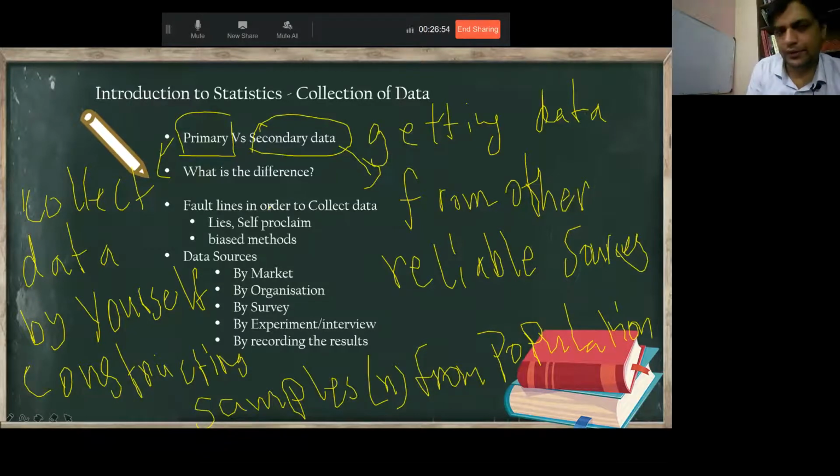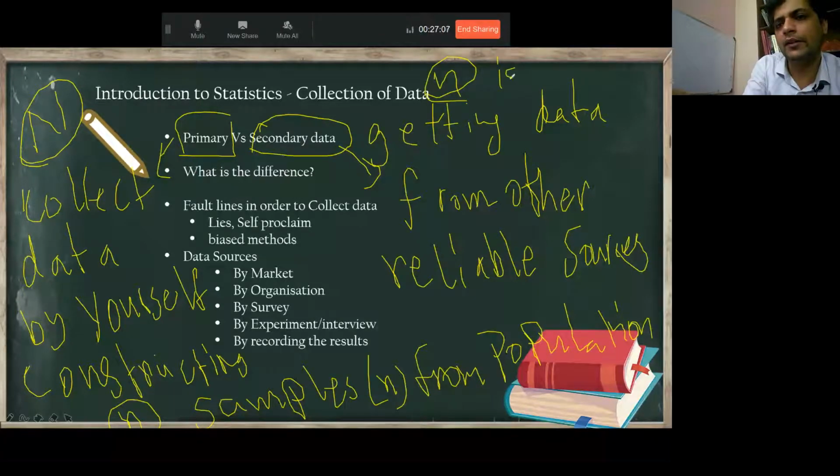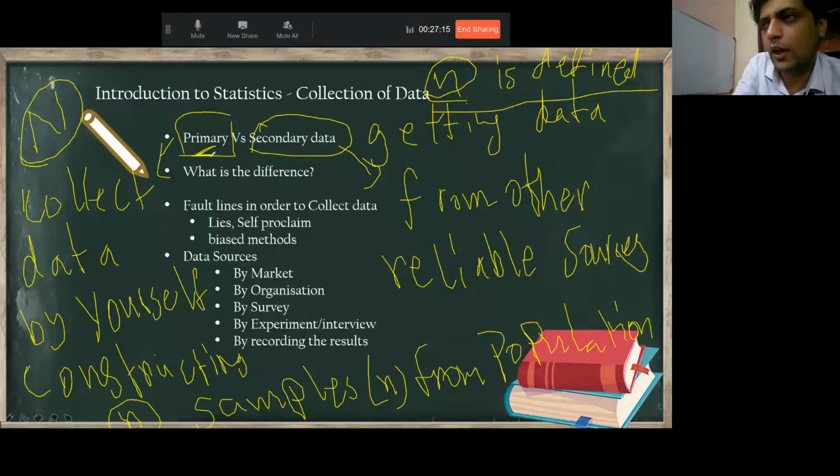What's the difference? This is the difference, right? Here you will get N, and from N you can get small n. Here, this N is already defined by another party who collected it. Every data is first collected at a primary level, but sometimes you use other people's data. Once you collect this data, it becomes secondary. So next time when you or someone else uses this data, it's secondary data. First time it's primary data. That's the difference. But there are certain fault lines.